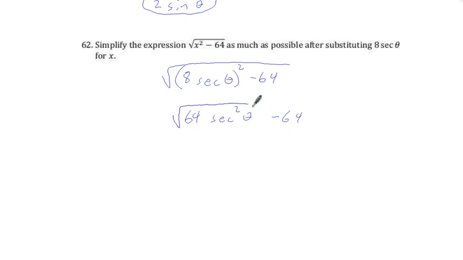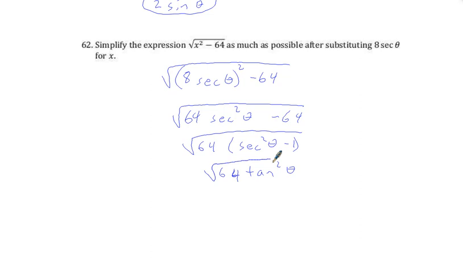Now, because of this minus sign, I can't just start taking square roots of things. I must first factor out a 64 from the binomial that's here. 64 times secant squared theta minus 1, still under the radical. Now, secant squared theta minus 1 with the Pythagorean identities was the same thing as tangent squared. And that is still times 64. And we can take the square root now.